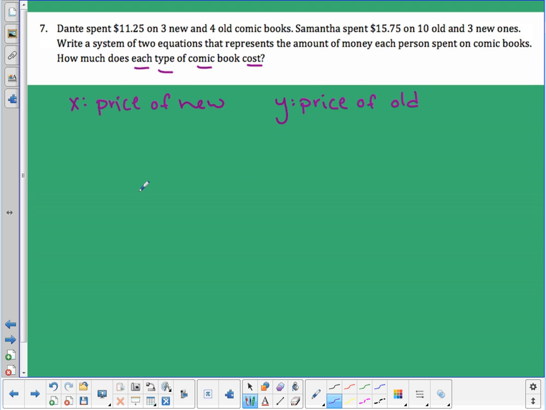So if I write an equation for Dante, Dante bought 3 new comic books, so that's 3 times X, and 4 old comic books, so plus 4 times Y. So 3X plus 4Y, and that was equal to $11.25. Then for Samantha, Samantha bought 10 old comic books. Now be very careful here. They switched the order of how they read them to you. So the 10 old goes with Y, and the 3 new goes with X. So that's 3X plus 10Y is equal to 15.75.